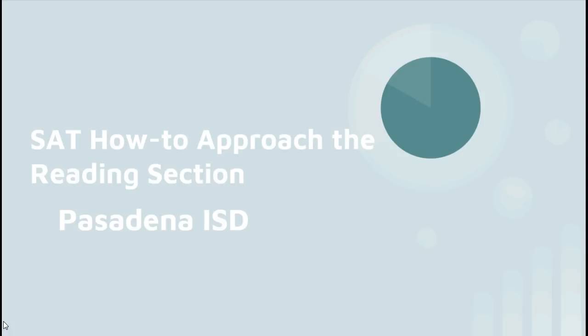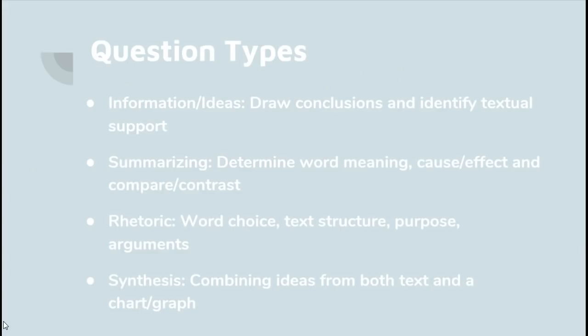Those question types will come in the form of information or ideas. You will be asked to draw conclusions or make inferences, as well as identify specific textual support for those ideas and that information. The next thing you'll be asked to think about is the cause and the effect. You may have to compare and contrast, or you may have to determine a word meaning.